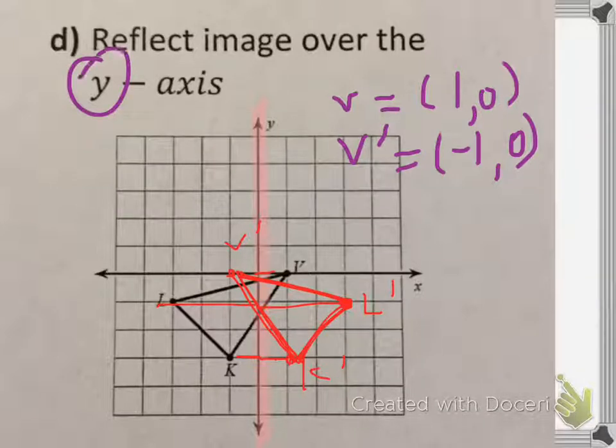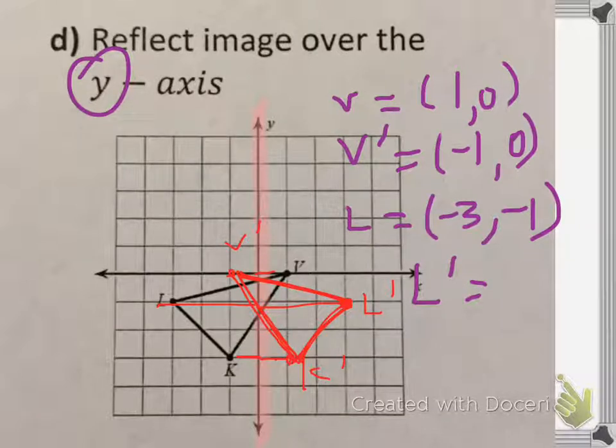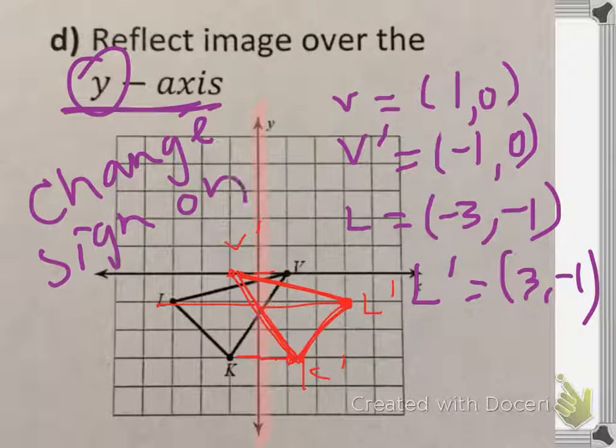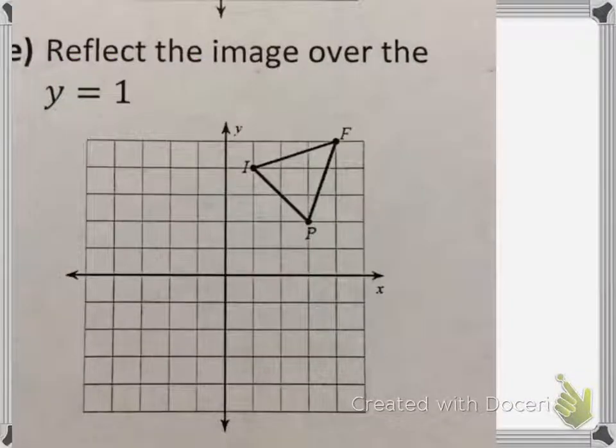So did that work? If we reflect over the y-axis, did we change the sign on the x value? We did, even though I wrote the ordered pair wrong the first time. Let's check our L. Our original L, 1, 2, 3, was negative 3, negative 1. Our new L, which is L prime, is 3, negative 1. So again, when we reflect over the y-axis, we change the sign on our x values. So just keep that in mind as we keep going.